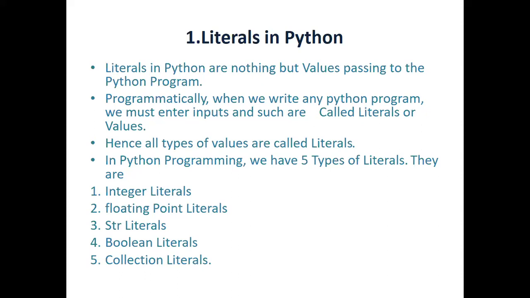In Python programming, we have 5 types of literals: integer literal, floating point literal, string, boolean, and collection literals. So how many types of literals do we have? Integer, floating, string, boolean, and collection literal.